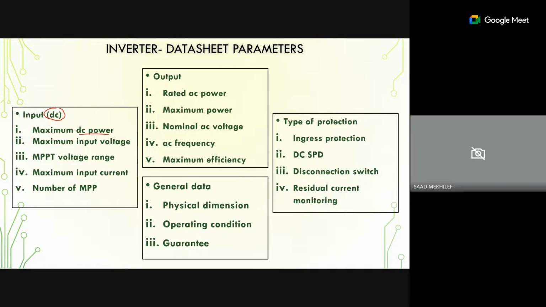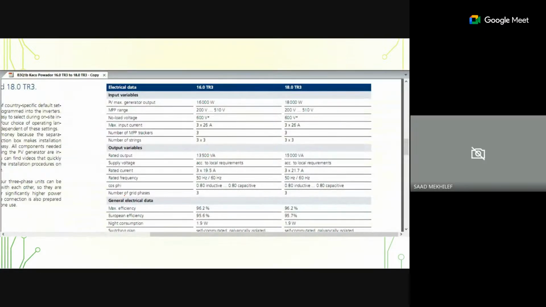So you need to know the maximum power, maximum input voltage, MPPT voltage range, maximum input current, and number of MPPs. Sometimes you have multiple ones. The output, what is the rated AC power, maximum power, frequency, and the maximum efficiency. Maximum means it's not constant. Efficiency is not constant. All right. And then the protection, we have different types of protection that can be used. Yeah, this is a data sheet of an inverter.